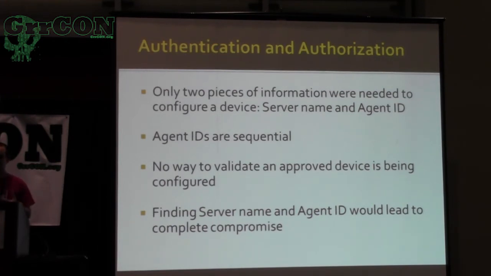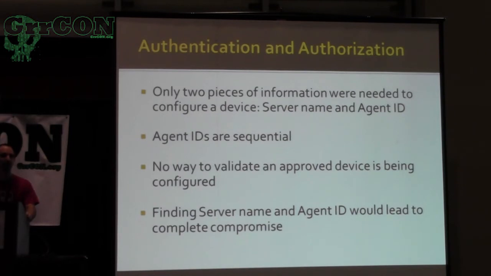So if you had access to one of those, you could then start stepping through the application as potentially anyone else. Once you have one piece, you can just start going. There was no way to validate an approved device from being configured. Has anyone here been a BlackBerry administrator? Okay, so you know when you go to provision a device, you have the activation code? Yeah, there was no activation code. So if you just had these 2 pieces of information, you could configure the application and start going through.